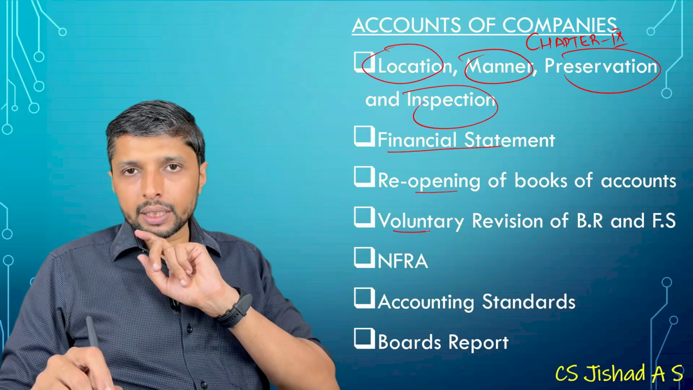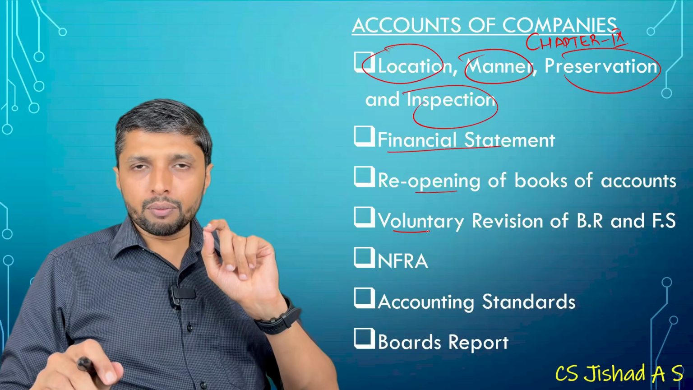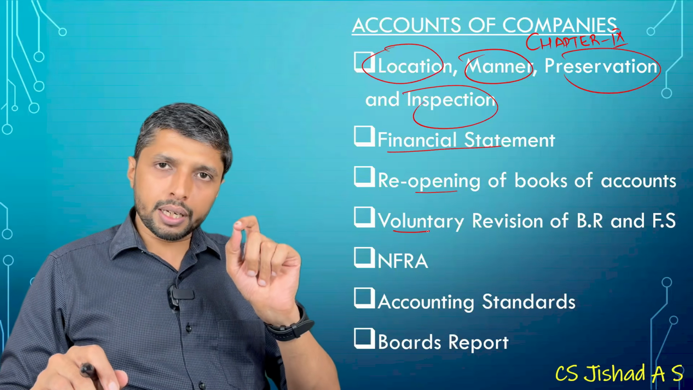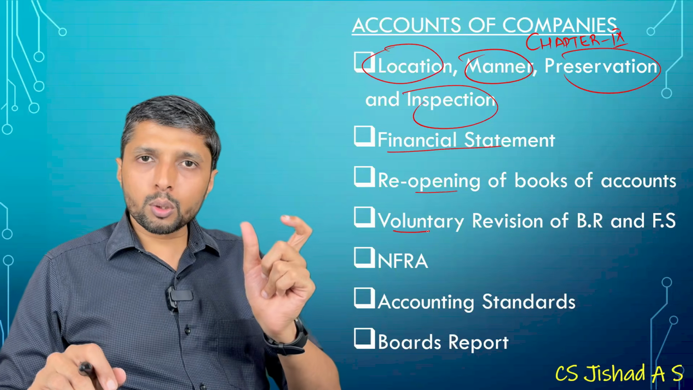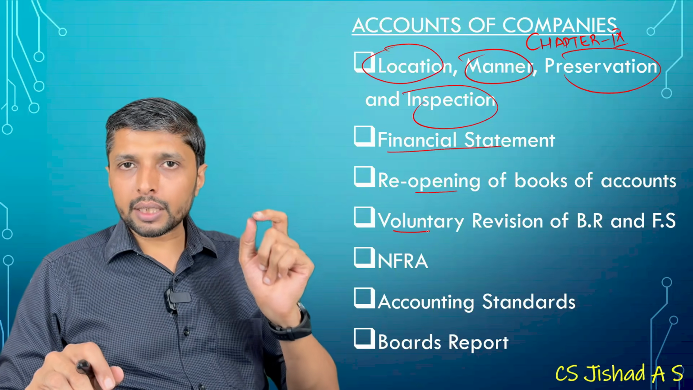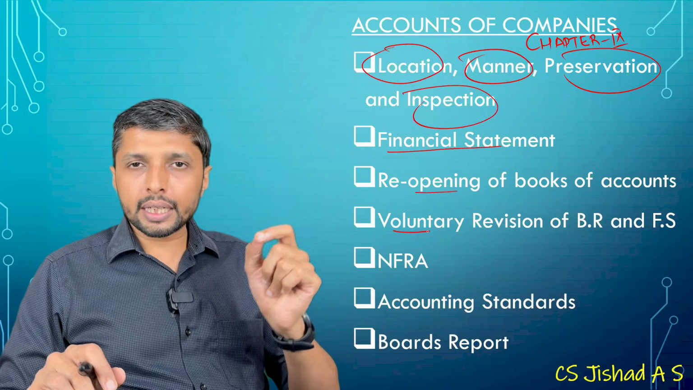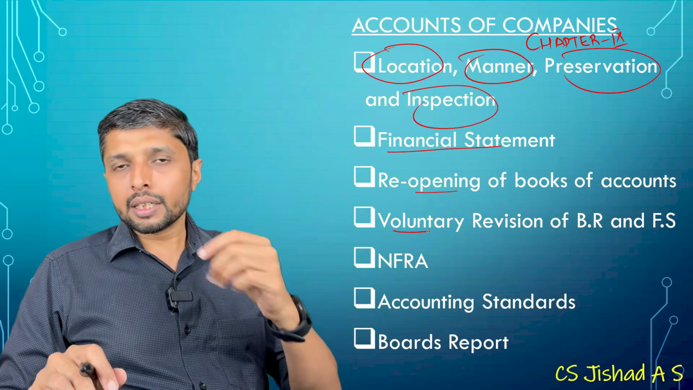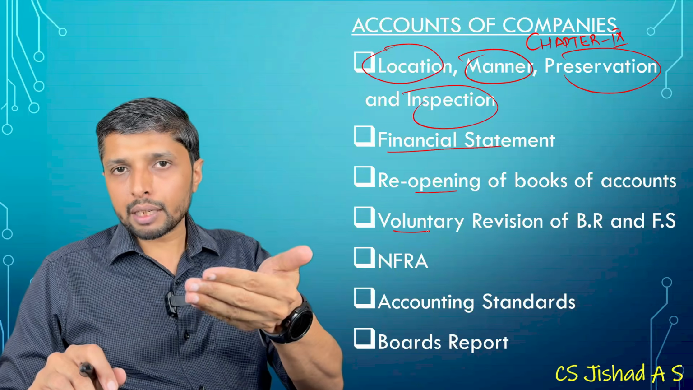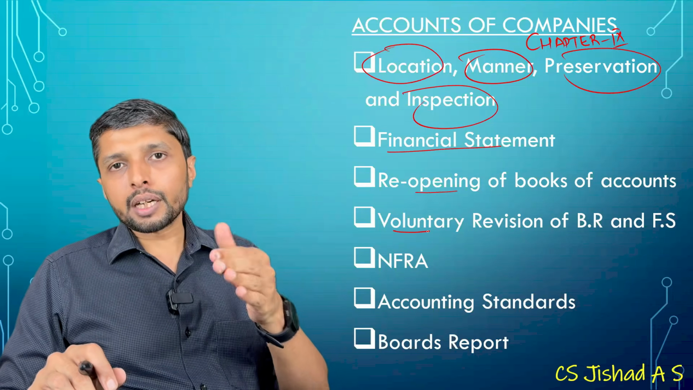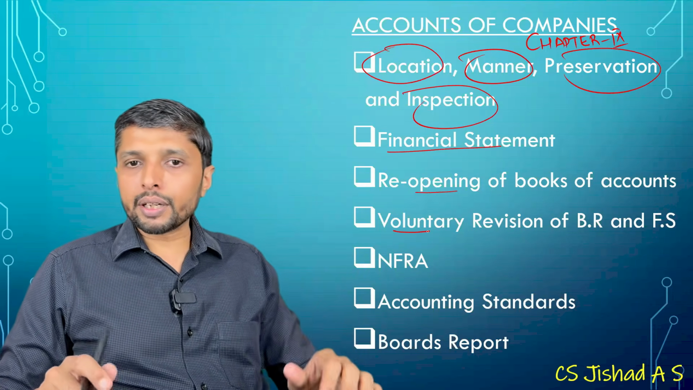Voluntary revision under section 131. If a company is of the view that its financial statement is not complying with section 129 or the board's report is not complying with section 134, they can make a revision once in every financial year. That means they cannot make a revision more than once in a financial year, and the revision can be made with respect to the preceding 3 financial years.